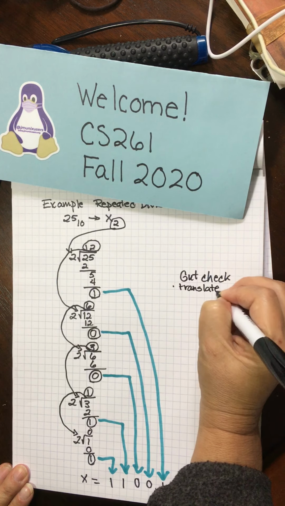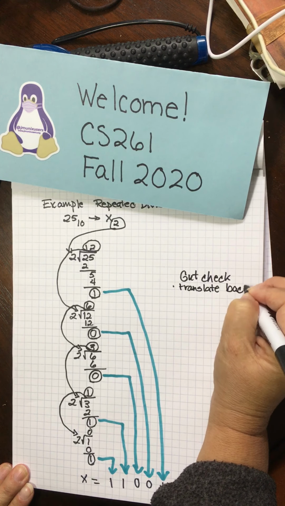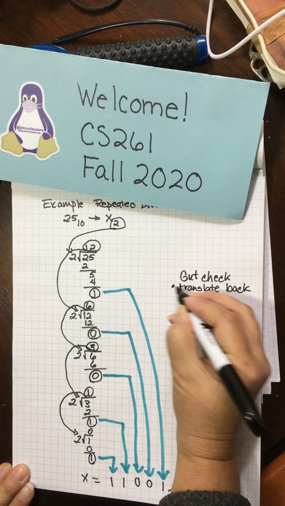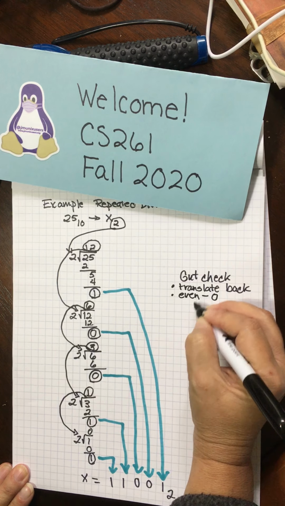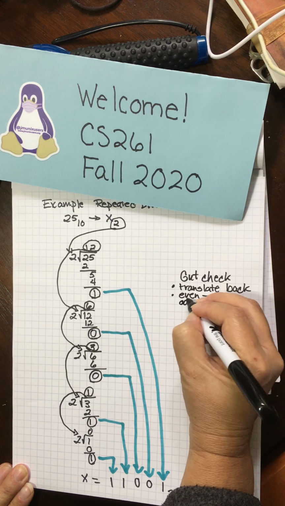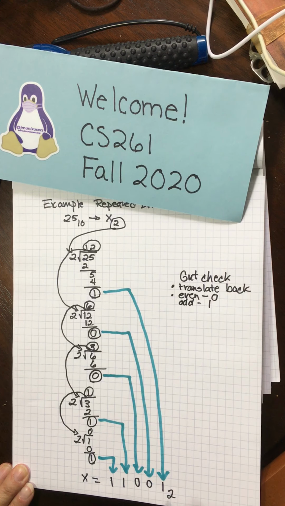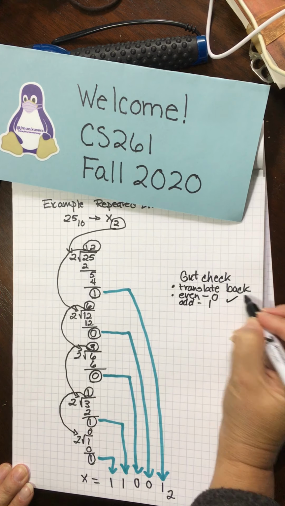And that's more than just a gut check, right? But another gut check can be, is it even? If it's even, it should end in 0. Well, no, what I want is odd. I want it to end in 1 in binary. Yep, so that one's good.